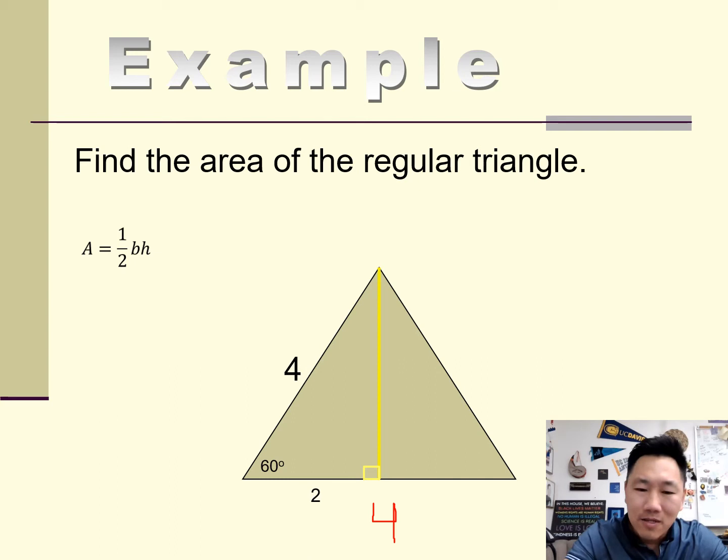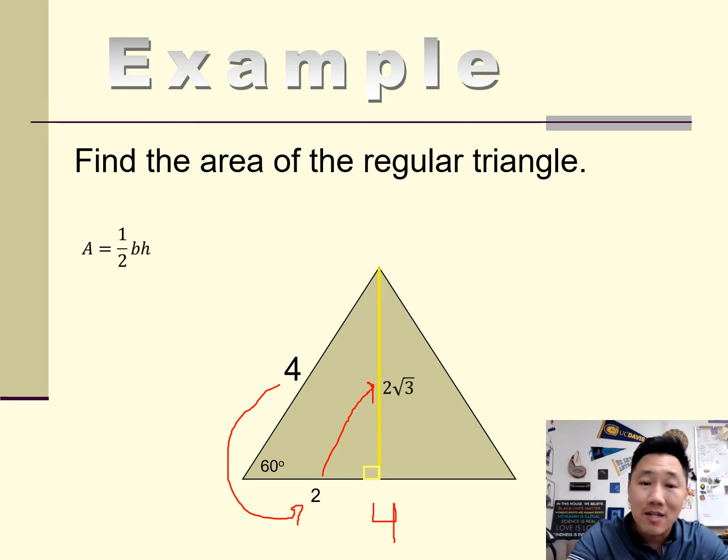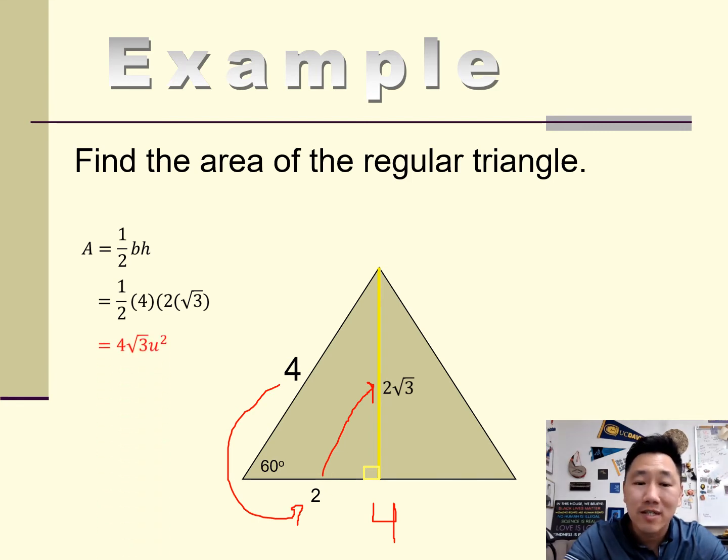I know that this piece is 2, if you remember. If you halve the hypotenuse, you get 2. And then what do you do to get the long side? 2 square root of 3. All right. So using trigonometry to do that, we have 1/2 the base times the height. Multiply it together. You get 4 square root of 3 units squared. All right. But sometimes they give you less information.